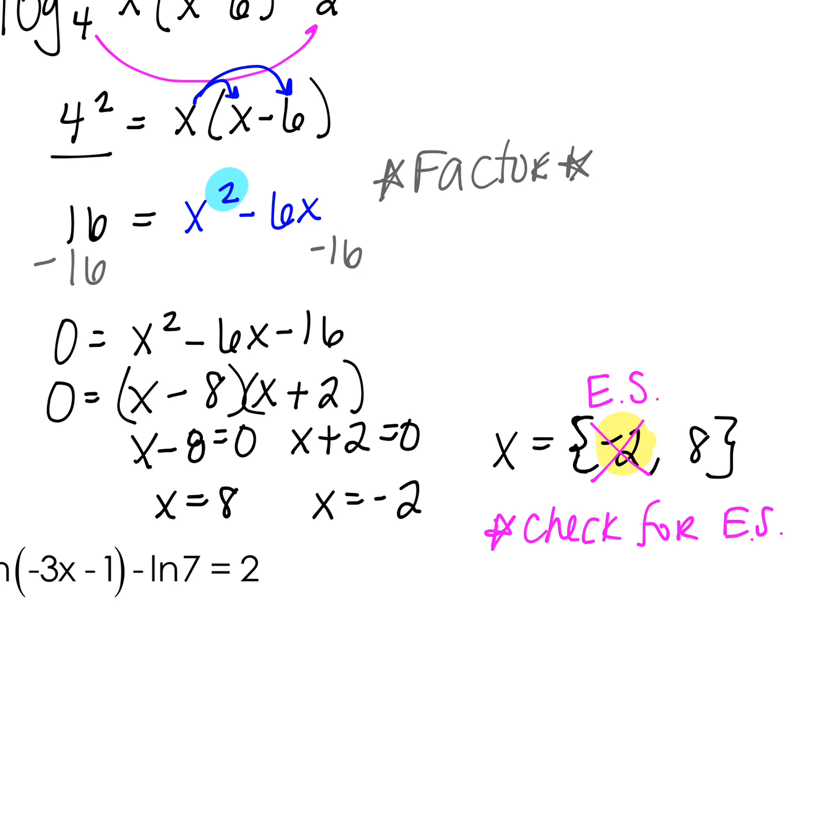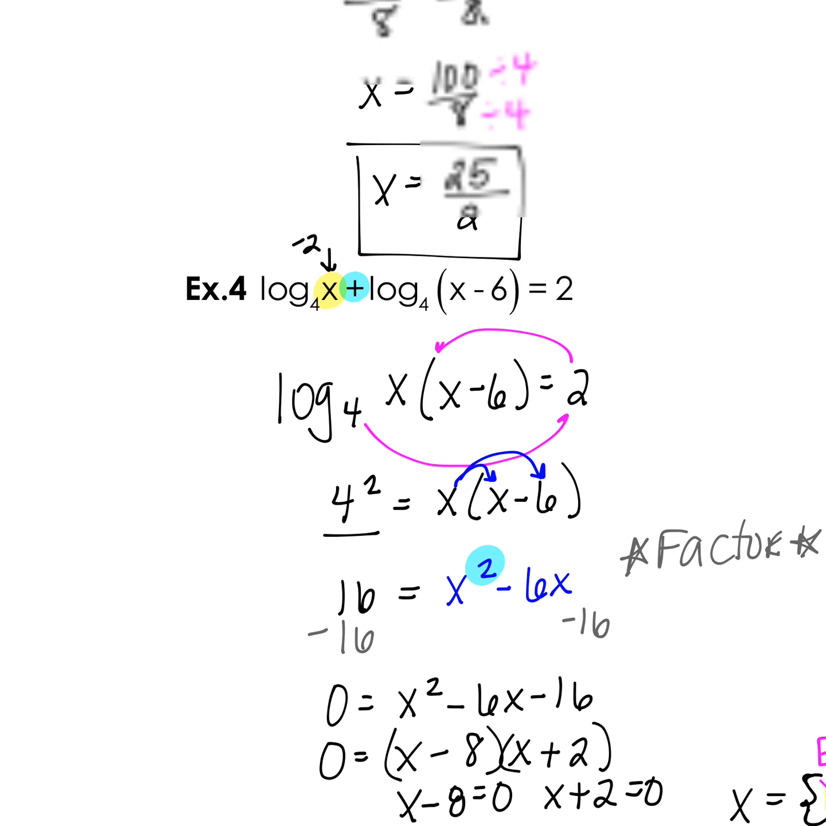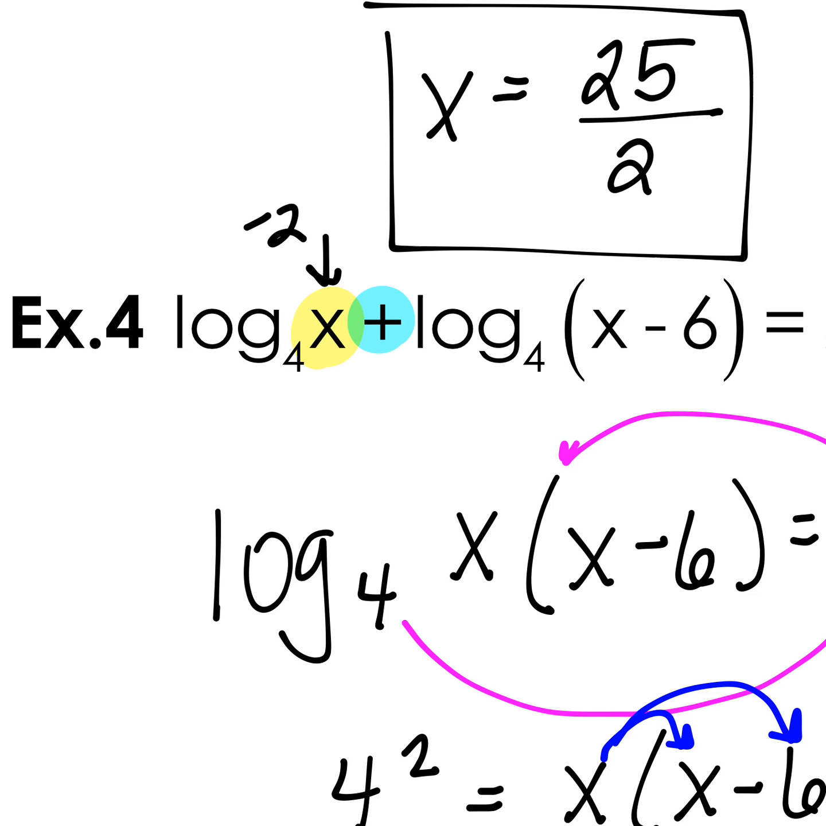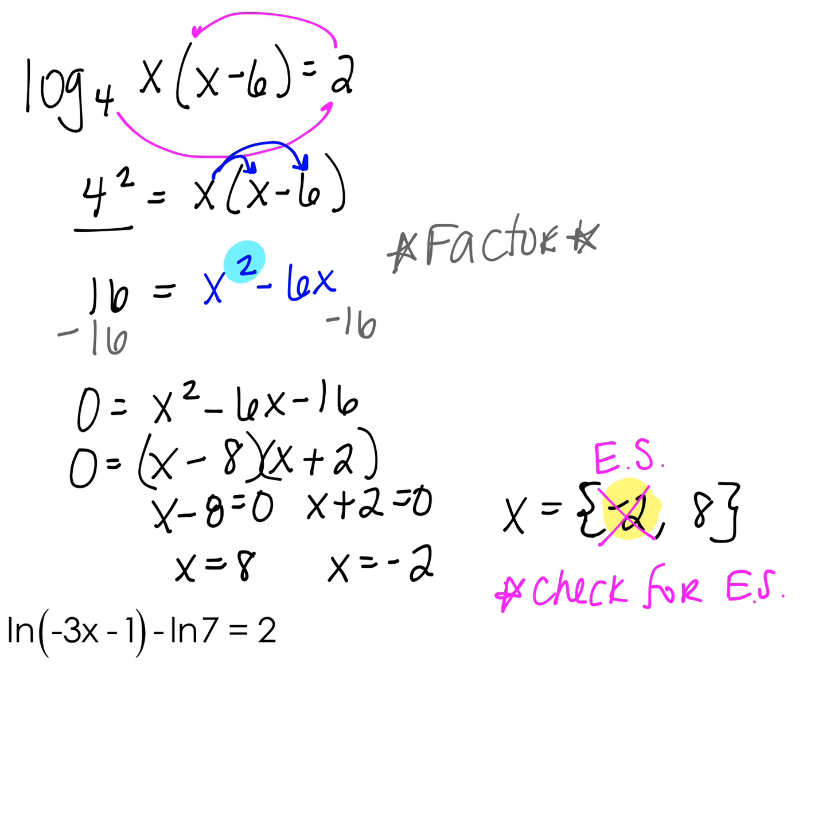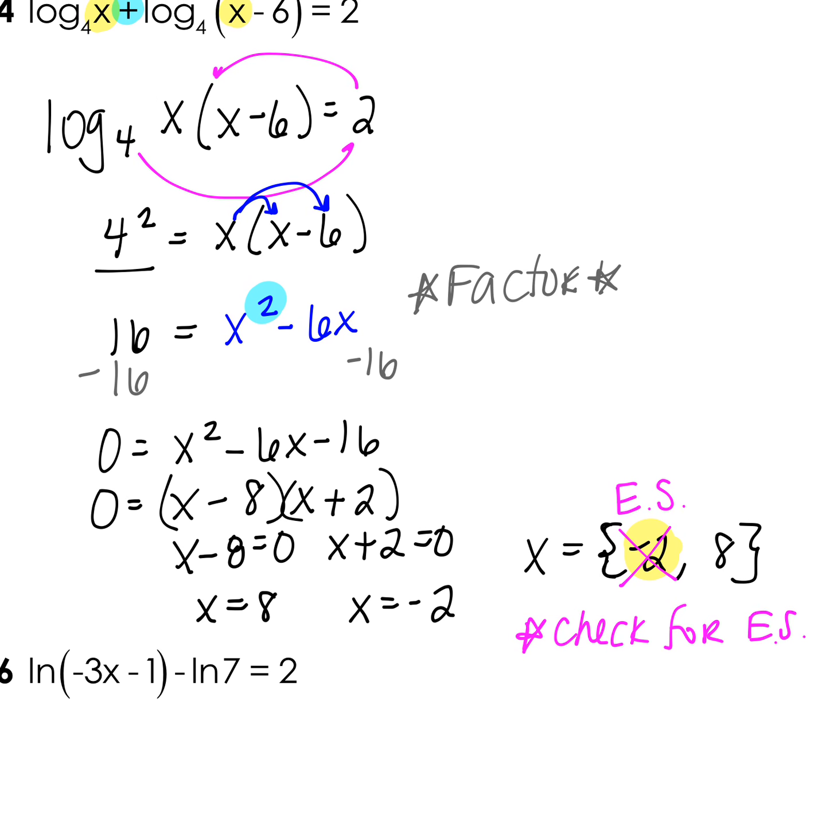Now let's go look at that 8. So if I plug 8 into that x, we're good. So let's make sure that it works over here too. 8 minus 6 still gives me a positive number. So 8 is our only solution there. Okay.